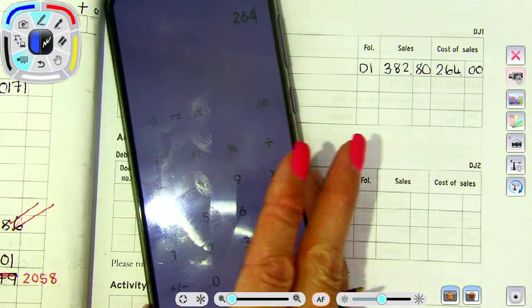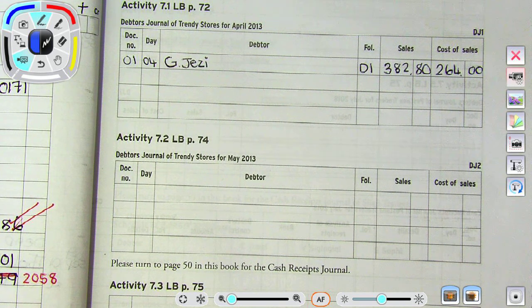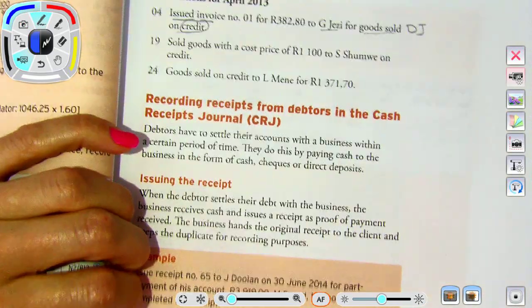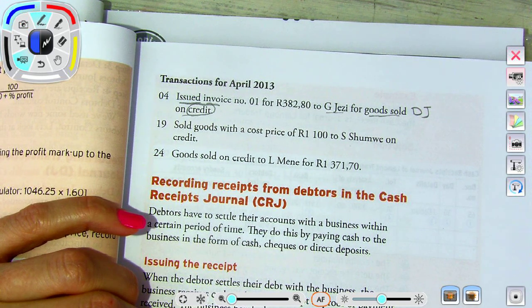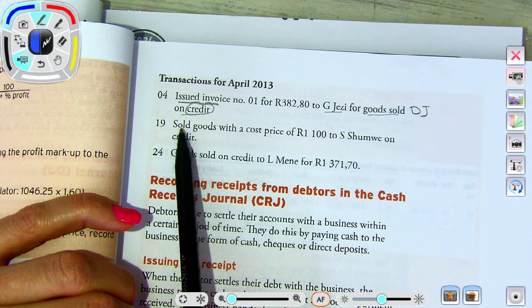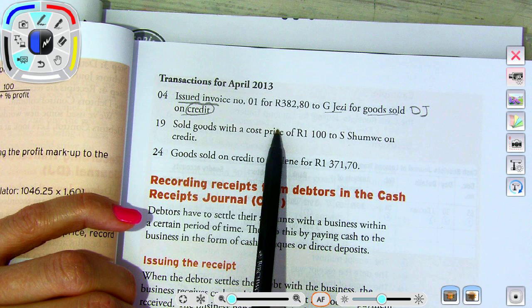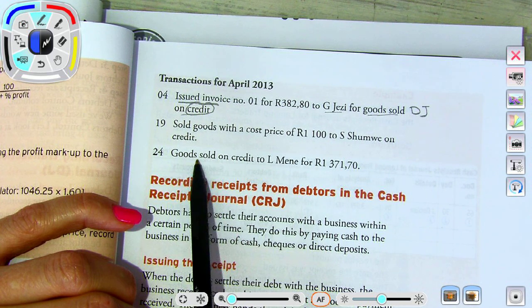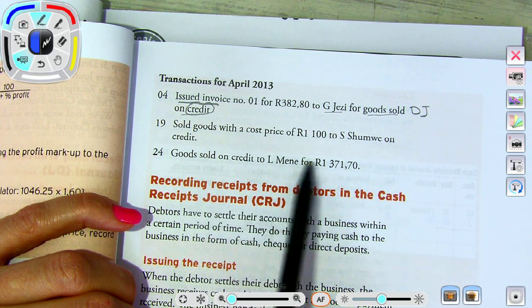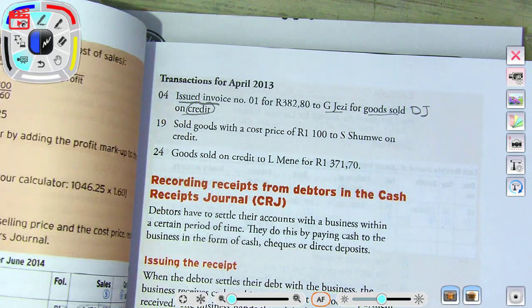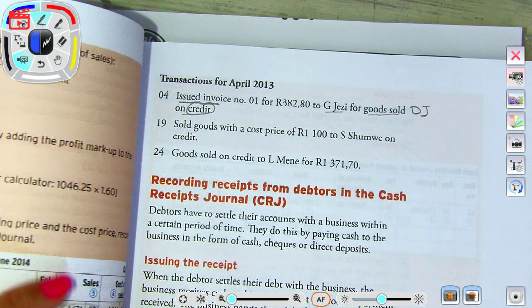Okay, I'm going to ask please that you post the transactions on the 19th and the 24th by yourself, and then in the next video I will post the answers. Please try and do this by yourself and work it out. So please take note that it says goods sold with a cost price. So you have to work out the selling price. Goods sold on credit to Al Monet, and that gives me my selling price. Okay, so please do this quickly before you watch the next video, and then mark your work.